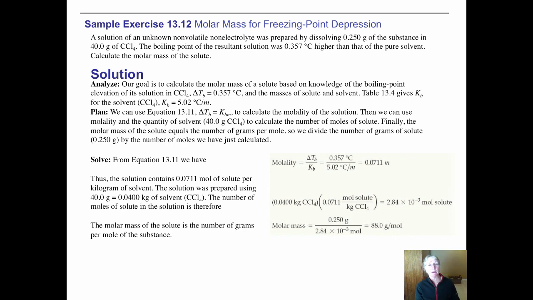So the molality, the freezing point depression or boiling point elevation, the constants, given the right information, will allow you to solve for the molar mass of unknown substances.